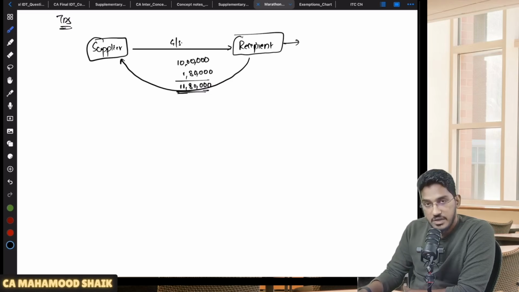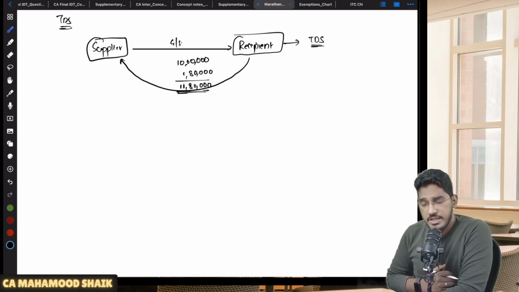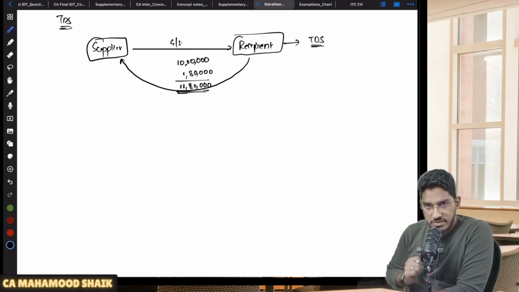Dear recipient, in case you are buying a supply from the supplier, and when you are required to make the payment, don't make the full payment. What you do is deduct the TDS. So TDS at the rate of 2%, you have to deduct it.